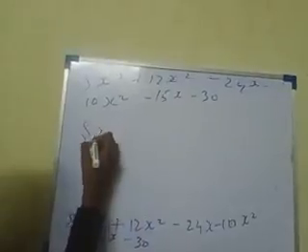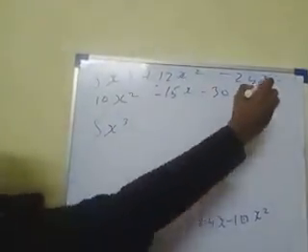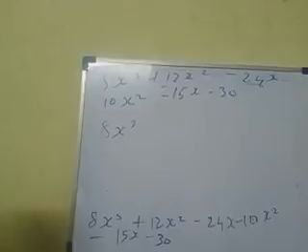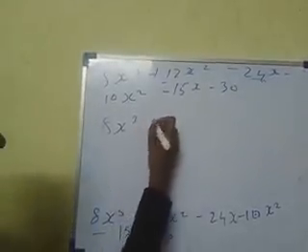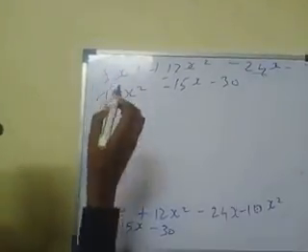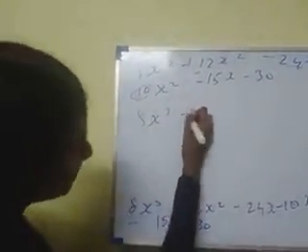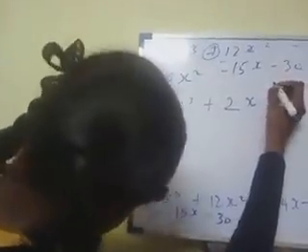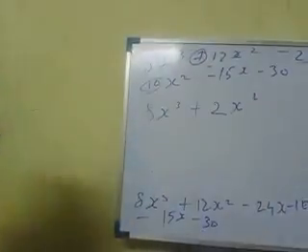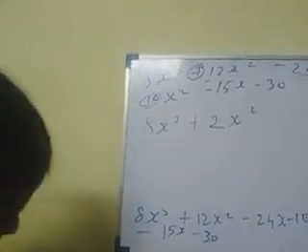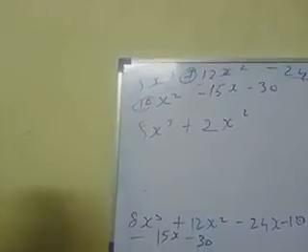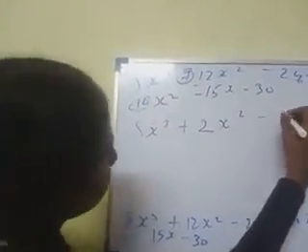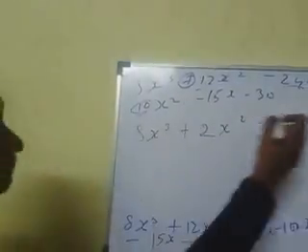First we put 8x³ as it is, and next 12 and 10. The 12 minus 10 we will get only 2, so I am putting plus 2x². Next there is a 24 and a 15, so I am going to do that sum. Minus 39x, and the last number is 30.